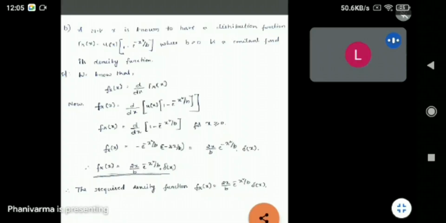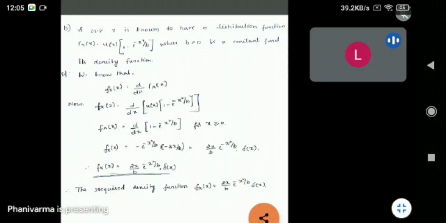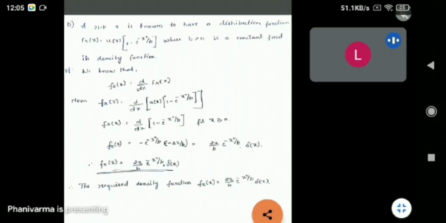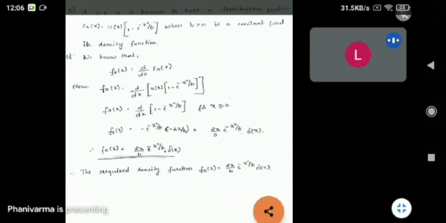fx of x is equal to the derivative, that is d by dx of the distribution function, that is Fx of x. Now you need to substitute the value of Fx of x in the equation, and by substituting the value with the given condition, you get fx of x is equal to 2x by b into e power minus x square by b into u of x. Therefore, the required density function is fx of x is equal to 2x by b into e power minus x square by b into u of x.